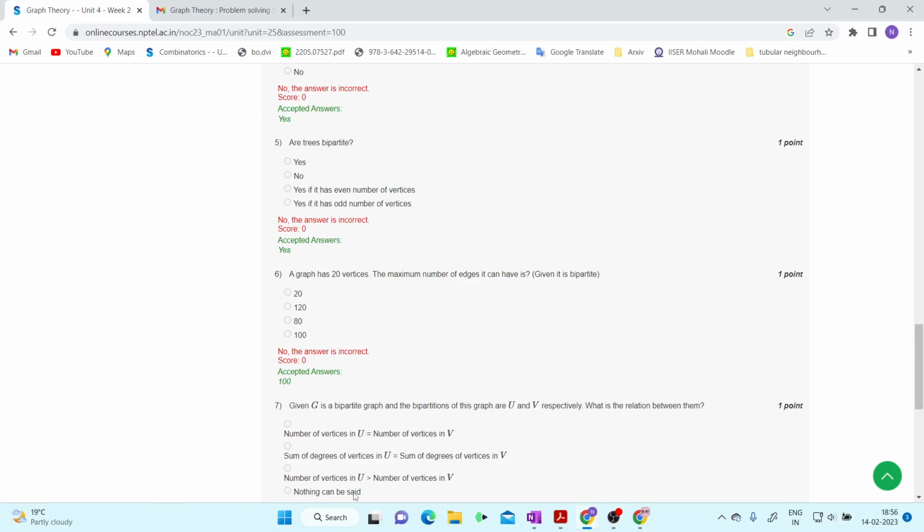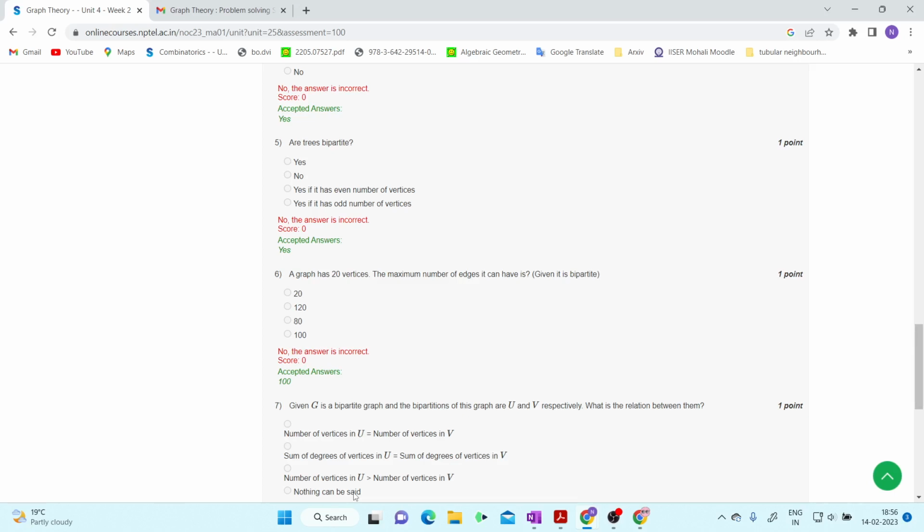So is it always okay? First of all, let's go one by one. We are given that G is a bipartite graph. Is it always true that in the bipartition, the number of vertices in U should be equal to the number of vertices in V? Not necessary. We can look at K_{m,n}, complete bipartite graphs. So the first thing is not true.